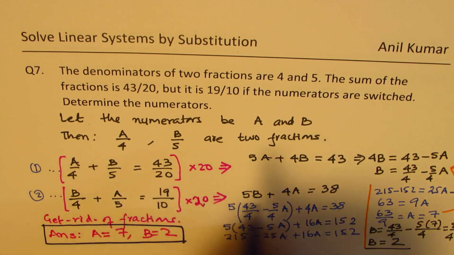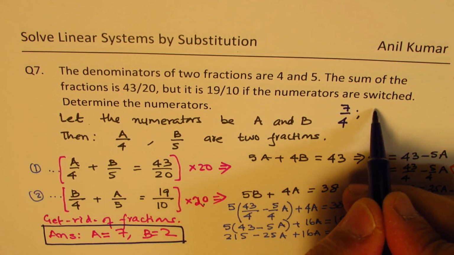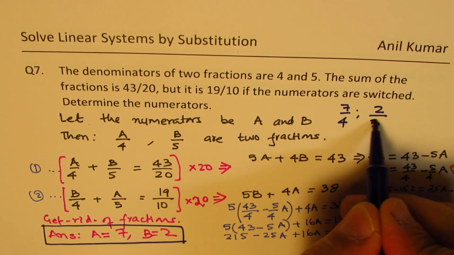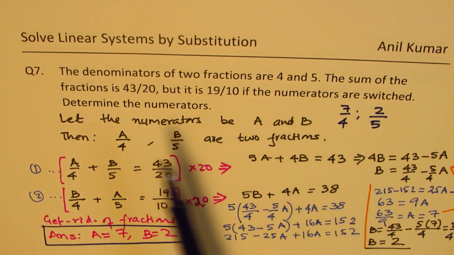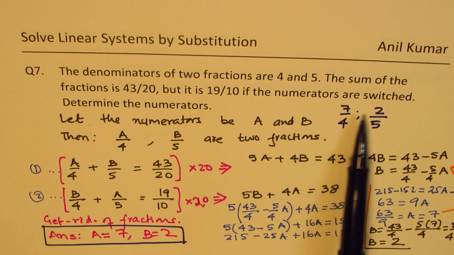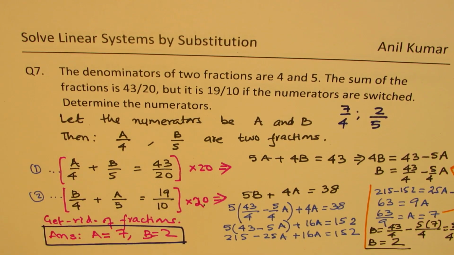And the two fractions, as you can now see, are a = 7 over 4 and b = 2 over 5, okay? You can verify that when you add them, you'll get 43, 35 plus 8, and when you swap and then add, you get 19 over 10. So that makes sense. Clear? So that is how you could do it with the substitution method.